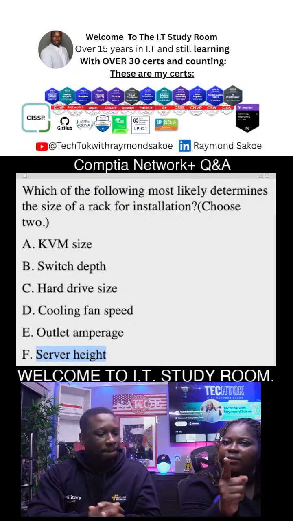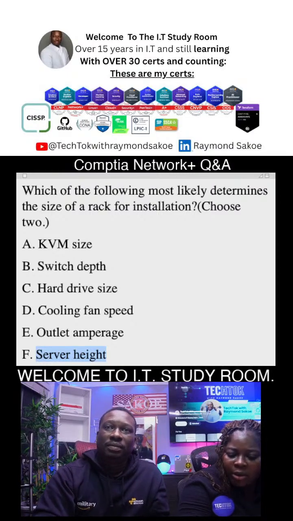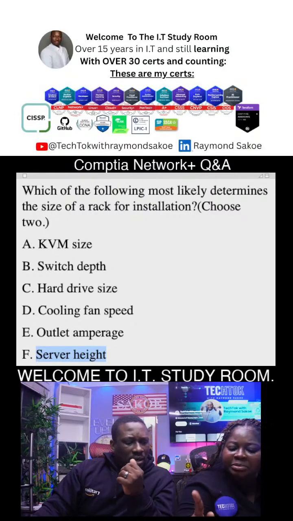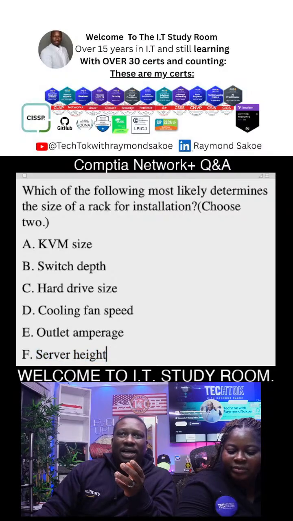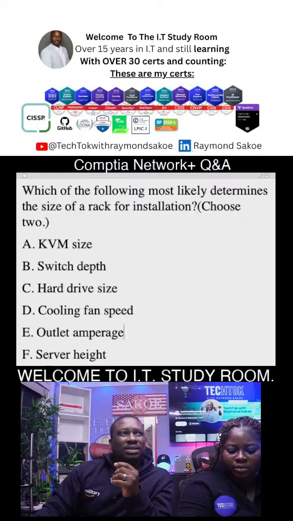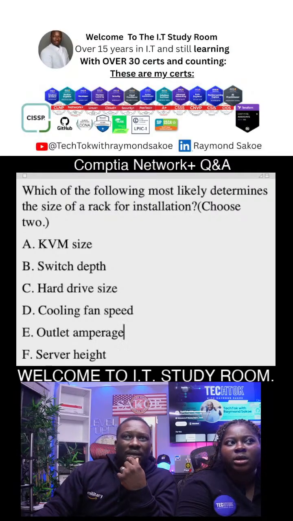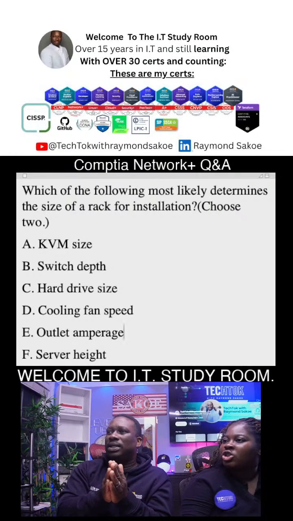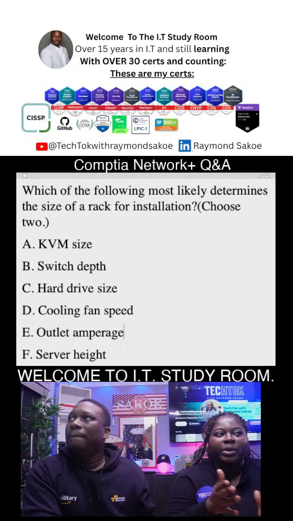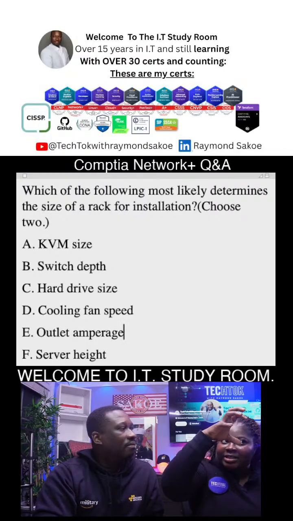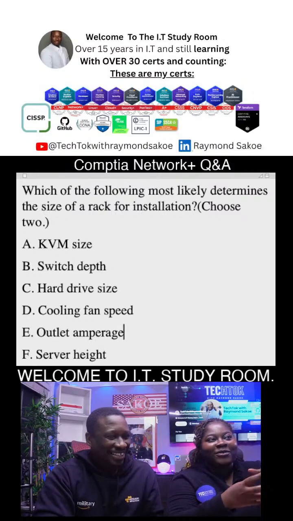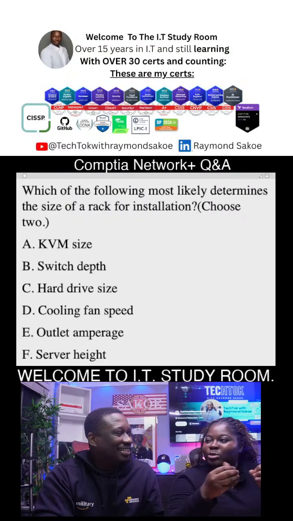Hamad is saying though E for the power density, so outlet amperage. So he was saying it's B and E. I think before I exposed F, but okay. Hold on. Why would it determine the size? Why would it define the size? Hamad, correct me if I'm wrong, but does the size of the rack determine the power source?